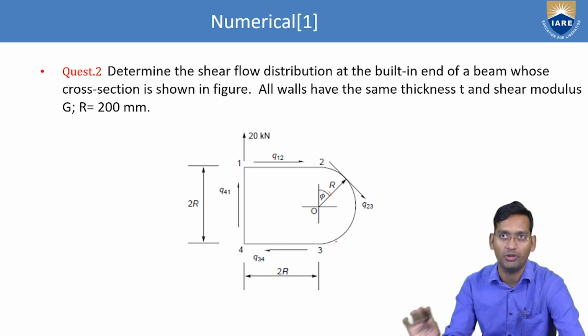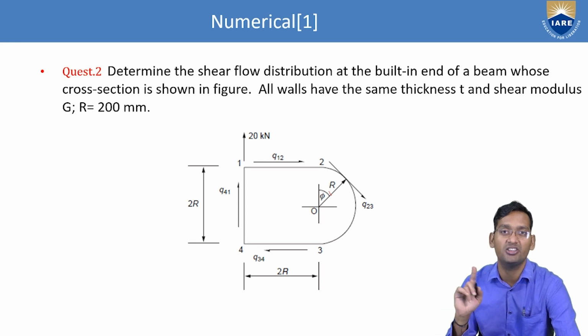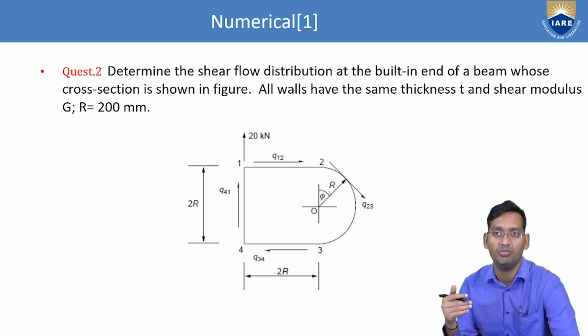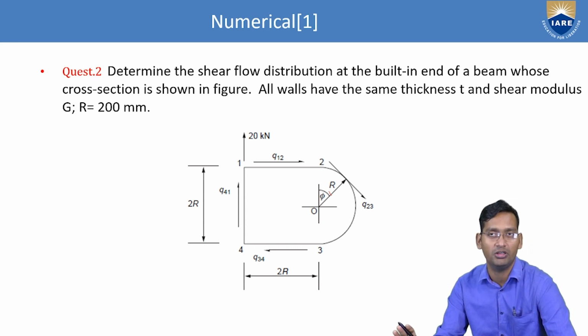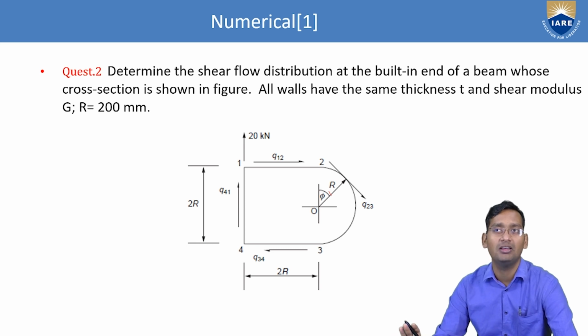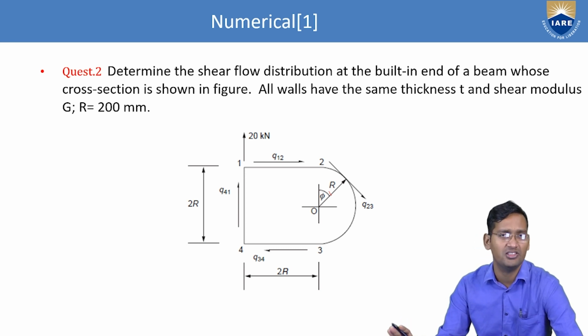So the cross section is given. All walls have the same thickness. In the previous question the thickness was different; that's why I have taken this one with the same thickness. The previous question was for different thicknesses. Here all the walls have the same thickness, T, and shear modulus G. The value of R is given as 200 mm.